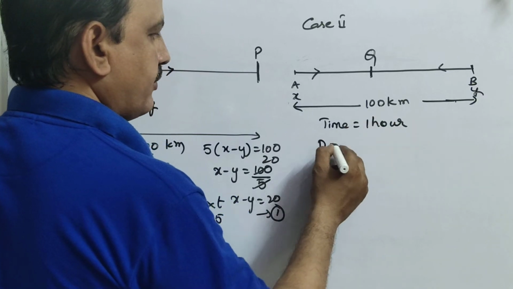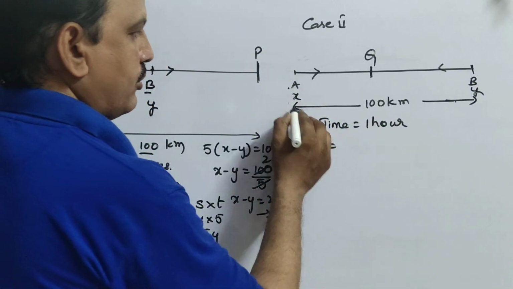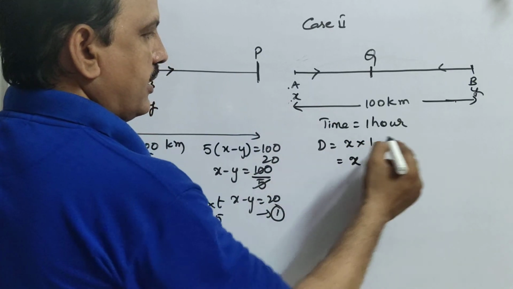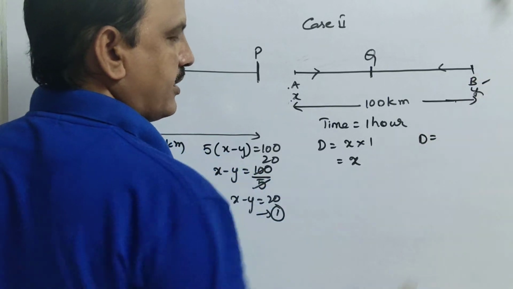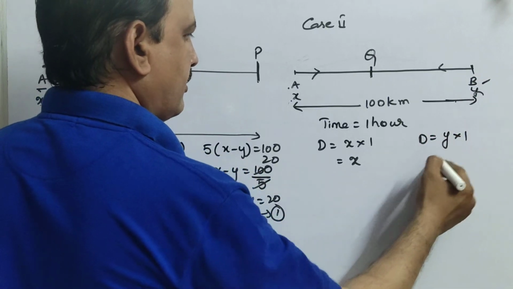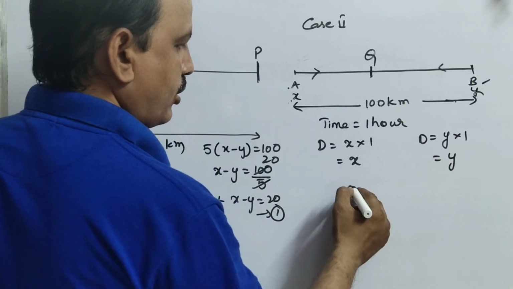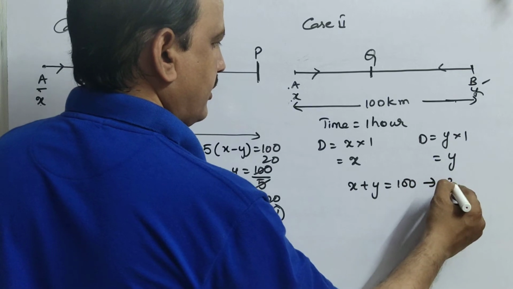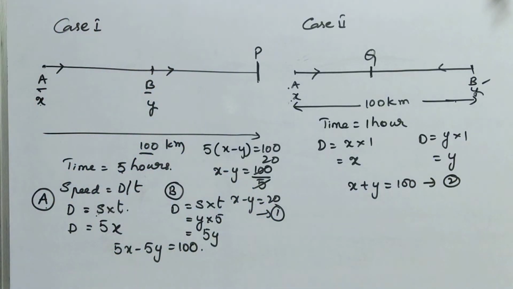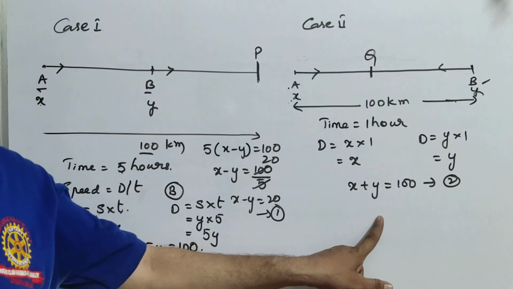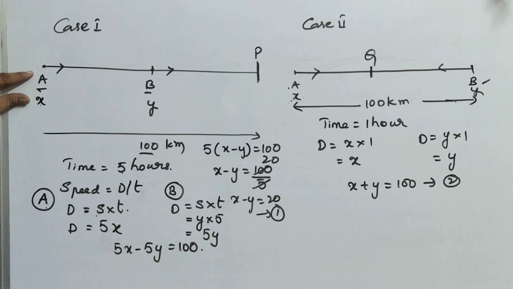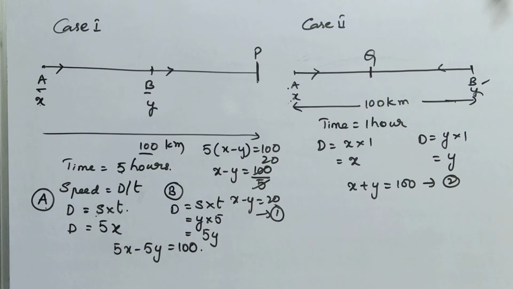Now the distance of this A equals speed x into time 1 hour. That means x. And here the distance of B is y into 1. So that is y. So the total distance, x plus y equals 100. So that is equation 2. Now solve equation 1 and equation 2. If you solve 1 and 2, you are going to get the values of speed of A and speed of B. Okay children?